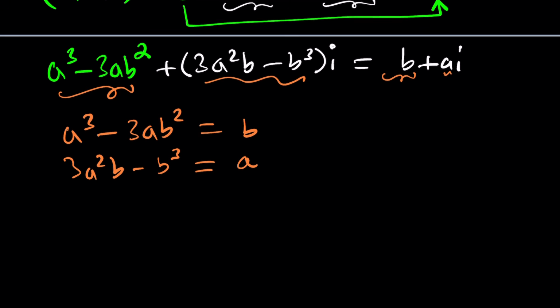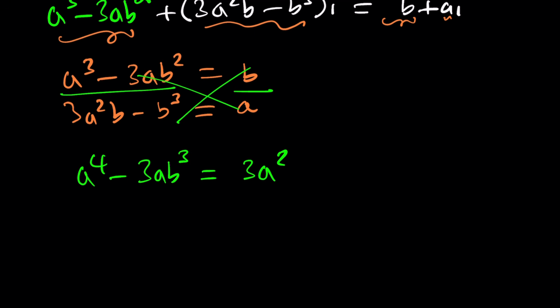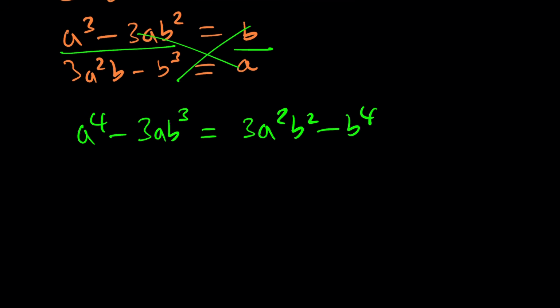We're going to go ahead and divide these equations. And then we're going to use cross multiplication, which makes sense, right? That's the whole purpose. So we're going to get a to the fourth minus 3ab cubed equals 3a squared b squared minus b to the fourth power. And then I'm going to put everything on the same side. It's going to look like this. A to the fourth minus 3ab cubed minus 3a squared b squared plus b to the fourth power.